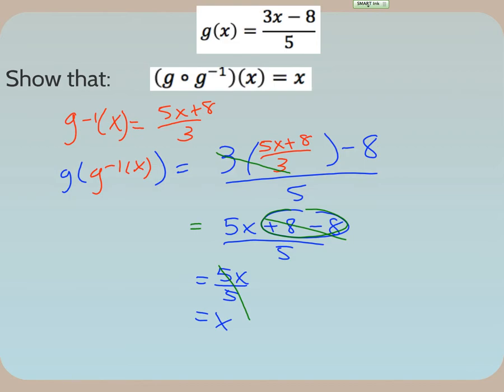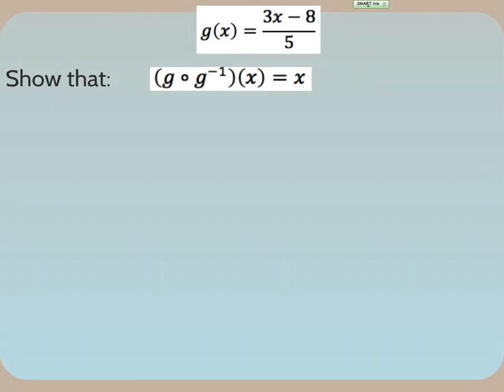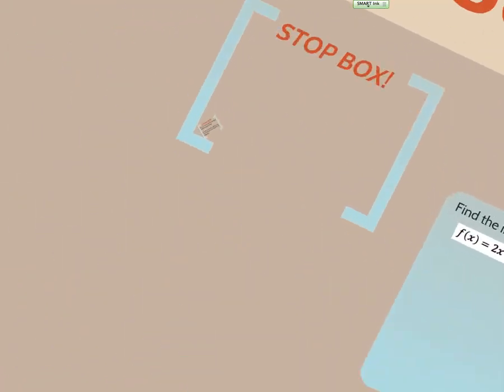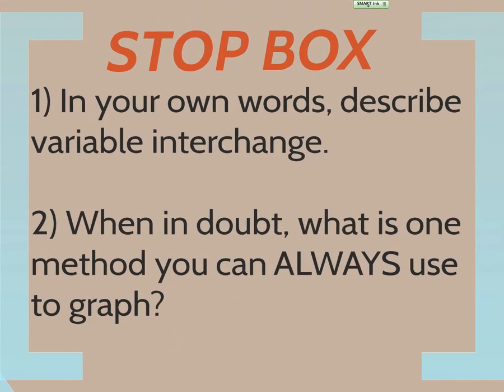Anyone have any hesitations with the show that problem or anything with this variable interchange? Because we're going to do the step box and then talk about graphing. So the step box, I kind of couldn't decide, so I put 2 different things in the step box. The first one was, in your own words, describe variable interchange. So whatever you need to make sure you remember that, put that there.